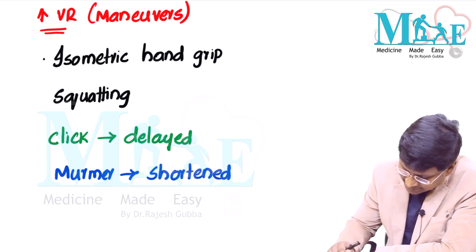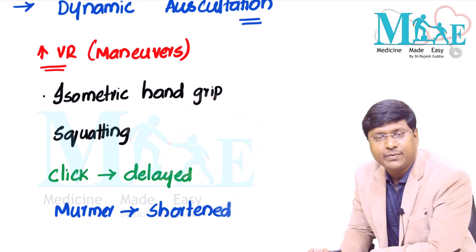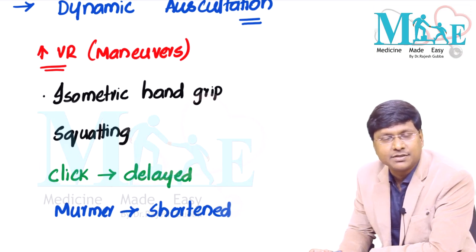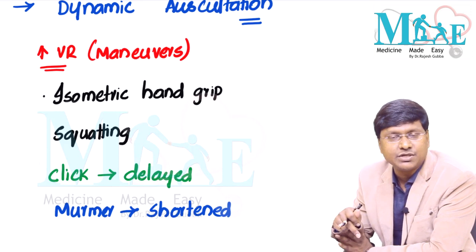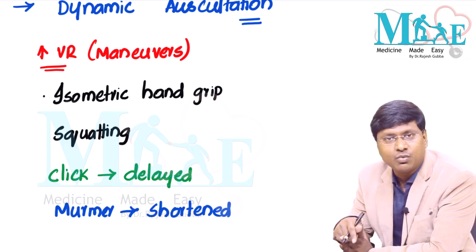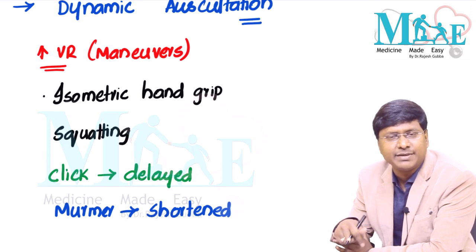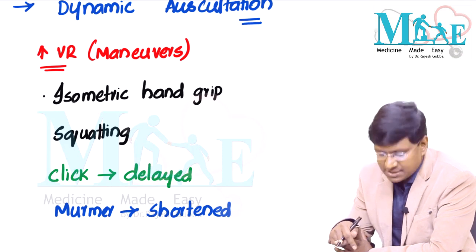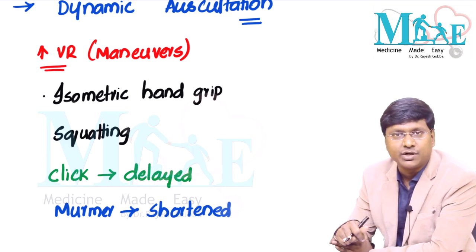So why do you think the murmur gets shortened? It is only when the mitral valve prolapse occurs significantly that the blood regurgitates back into the left atrium, then you listen to the murmur. So now, when the individual is doing a maneuver which will increase the venous return, the quantity of the blood on the left side is reduced. So when the quantity of the blood is reduced, the amount of blood regurgitating back into the left atrium is also reduced. So that is the reason why the murmur is shortened.